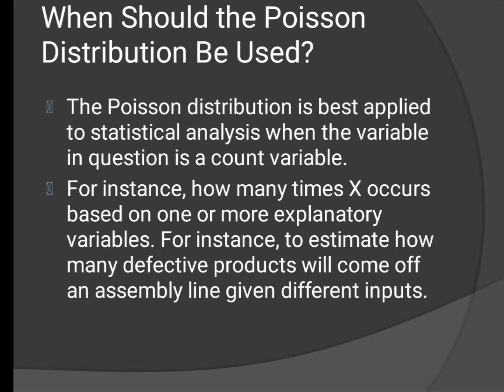When should the Poisson distribution be used? The Poisson distribution is best applied to statistical analysis when the variable in question is a count variable. For instance, how many times x based on one or more explanatory variables. For instance, to estimate how many defective products will come off an assembly line given different inputs.